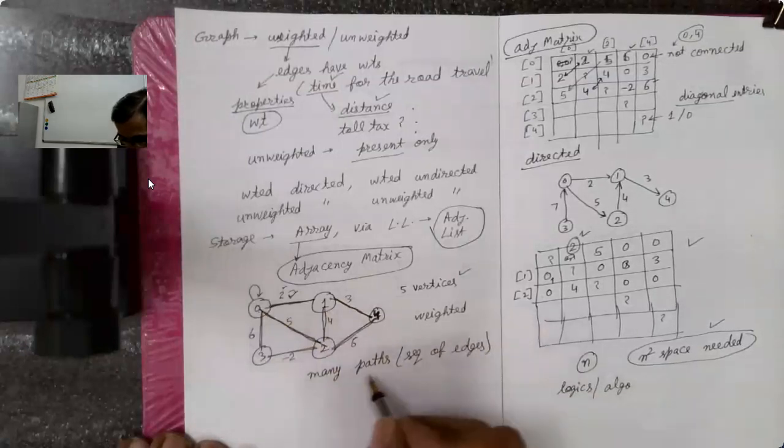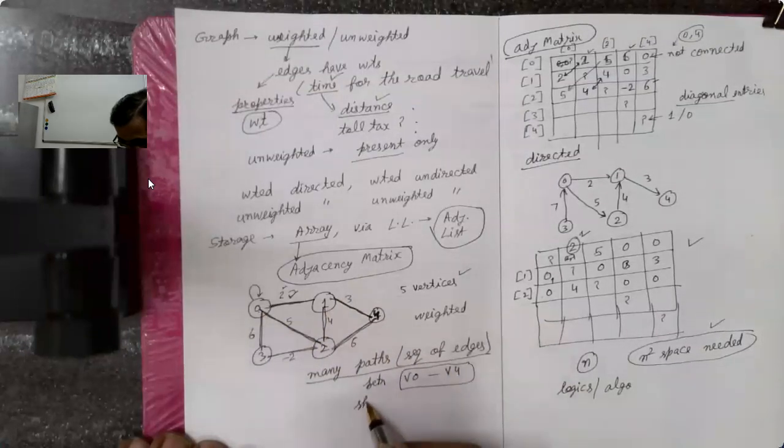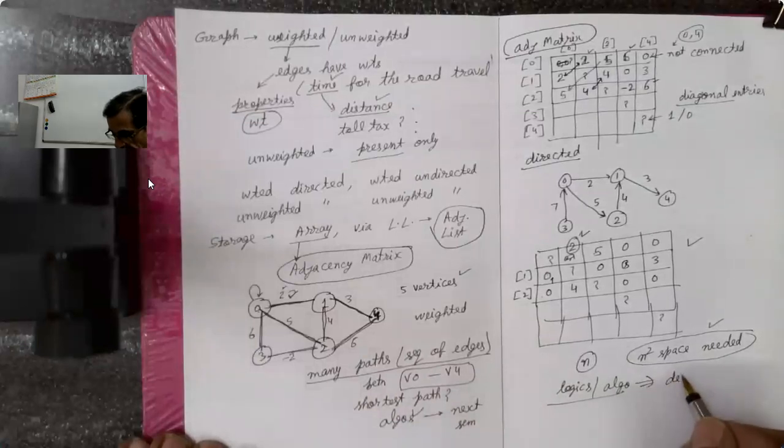So in the graph, there will be many paths possible between vertex 0 and vertex 4, let's say. Which one is the shortest? So I have to make an algo for that. There are lots of algos which you are going to study in the next semester, and you will be solving many such problems. All that you will be studying in detail, but ultimately you have to develop and understand some standard logics and some new algorithms.